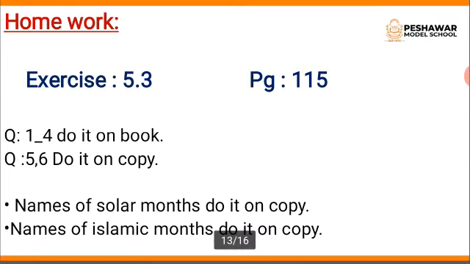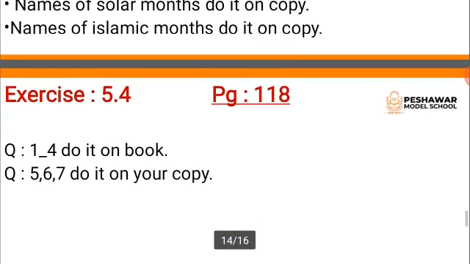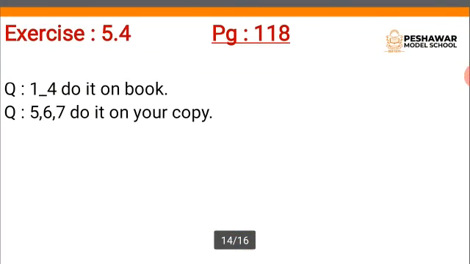Now it's homework time. Exercise 5.3, page number 115. Question number 1 up to 4, do it in your book, and question number 5 and 6, do it in your copy. Name of solar months and name of Islamic months. Do it in your copy. Exercise 5.4, page number 118. Question number 1 up to 4, do it in your book, and question number 5, 6 and 7, do it in your copy.